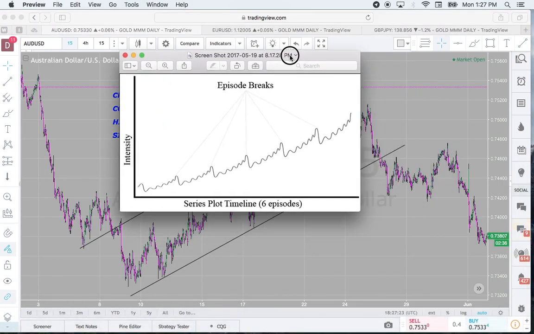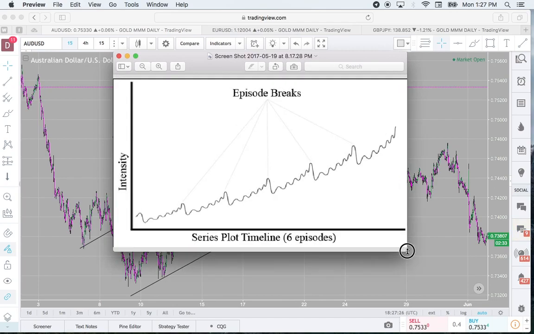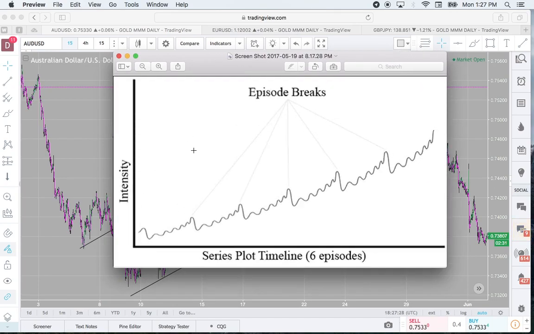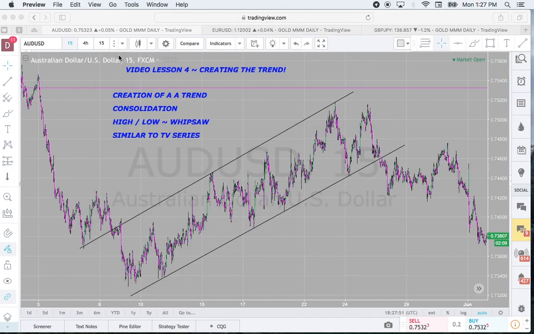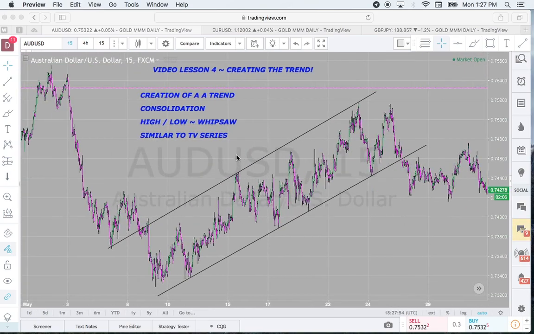So here is just a graphical representation of the episode breaks of a TV series. Here's a 6-plot series on a timeline, basically graphed, and this would be the intensity of your emotions, your emotional intensity. And it's very, very similar to the creation of a trend.